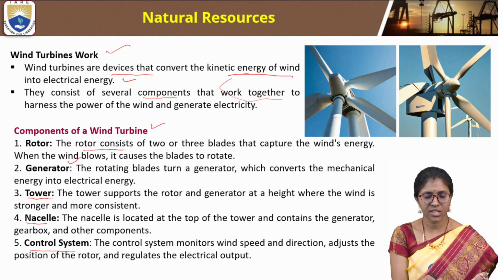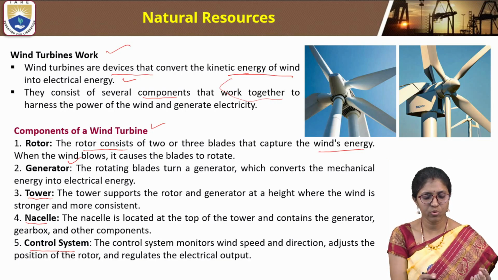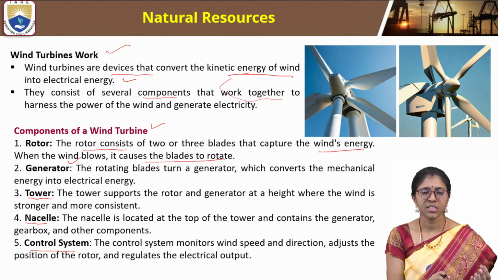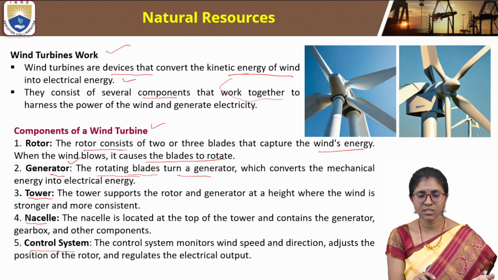First, the rotor consists of 2 or 3 blades that capture the wind energy. When the wind blows, it causes the blades to rotate. The next component is the generator. The rotating blades turn a generator, which converts mechanical energy into electrical energy.